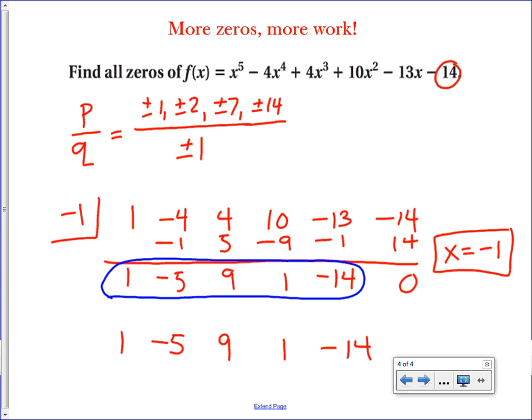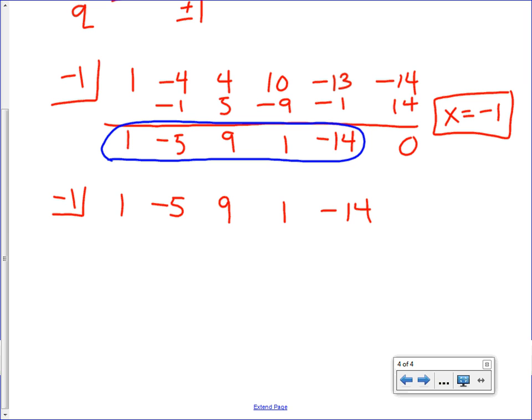So what if -1 happens to count twice here, right? Let's try it a second time and just see if it works again. I'm going to extend the page a little bit so we have some room. Let's see if -1 works again.